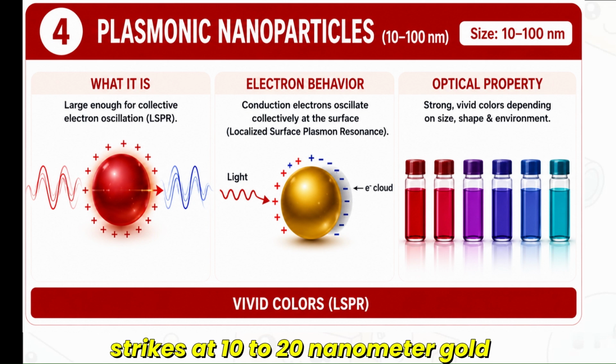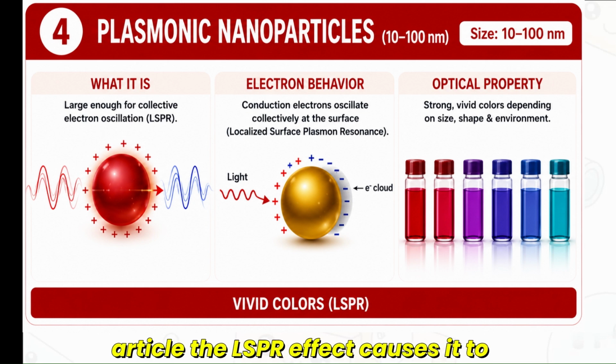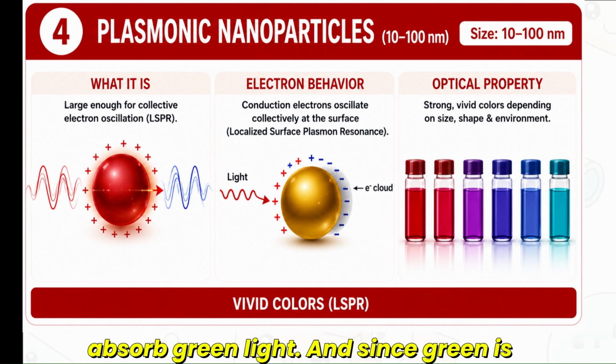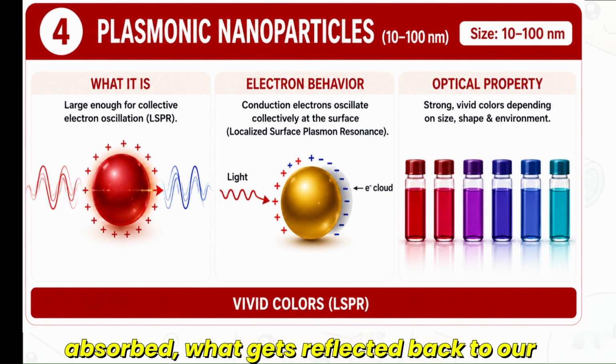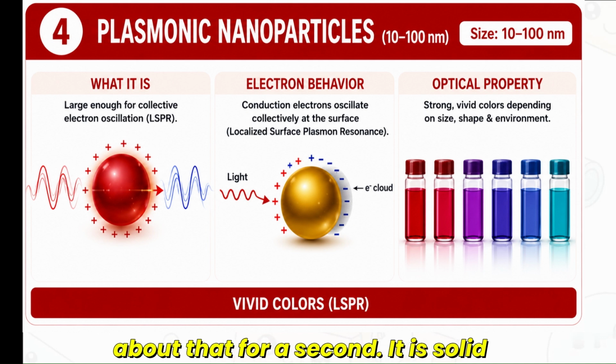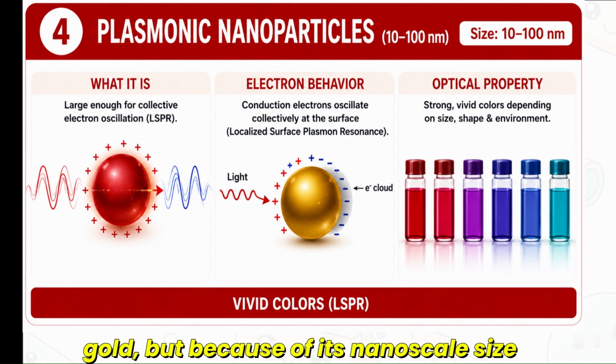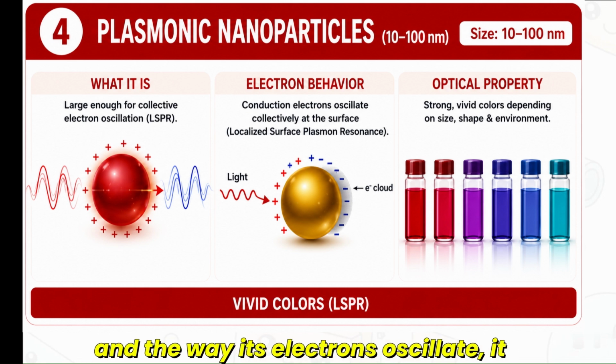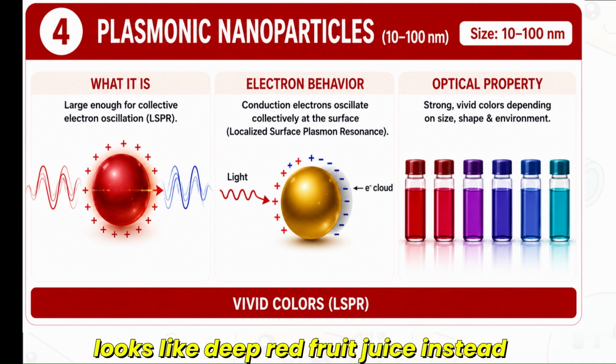When light strikes a 10 to 20 nanometer gold particle, the LSPR effect causes it to absorb green light. And since green is absorbed, what gets reflected back to our eyes is a vivid ruby red color. Think about that for a second. It is solid gold, but because of its nanoscale size and the way its electrons oscillate, it looks like deep red fruit juice instead of traditional shiny golden metal.